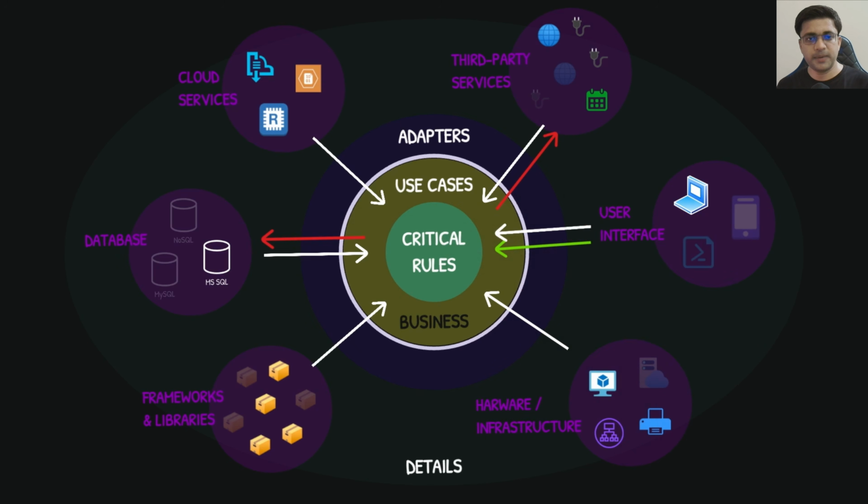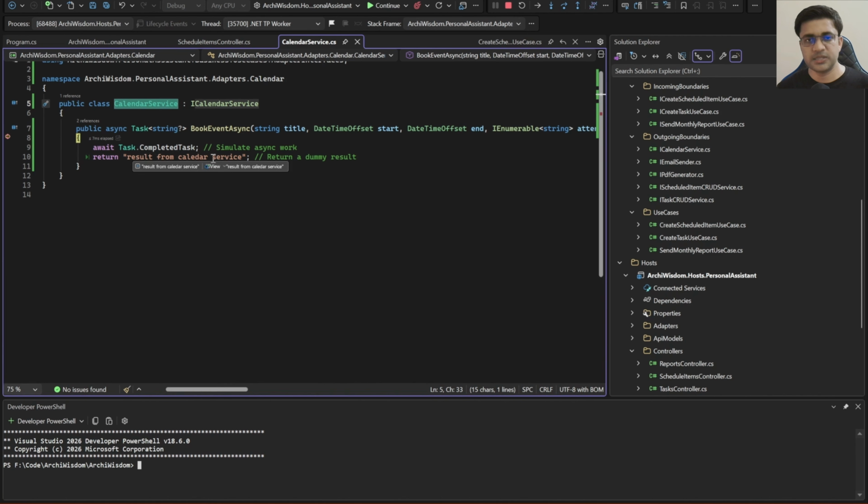This means that at compile time, the calendar adapter depends on the business layer. But at runtime, the business layer calls the calendar adapter. And that's how the business layer can use those implementations without even knowing about them.